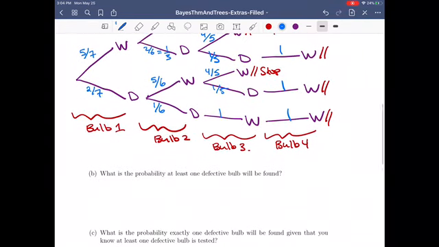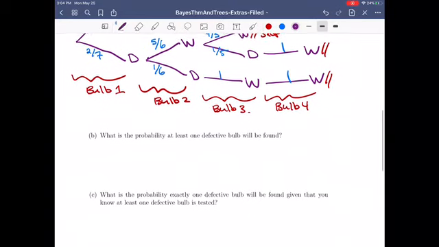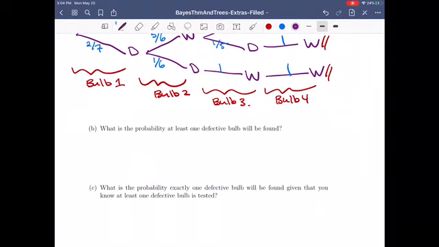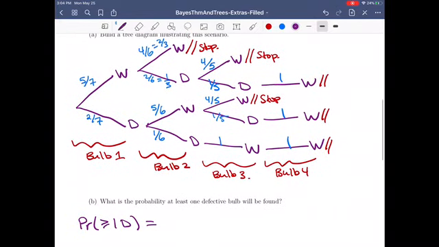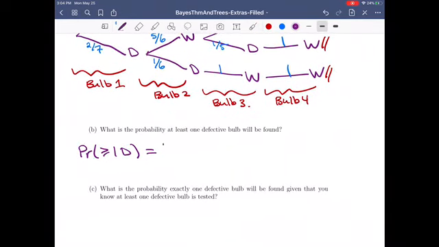So now we want to use this tree. What is the probability at least 1 bulb, 1 defective one, will be found? So we want the probability of at least 1 D. Now if you look, there's lots of D's up here. In fact, every path except 1 has at least 1 D. So what I'm going to do is use the complement. So this is going to be 1 minus the probability of no D's.